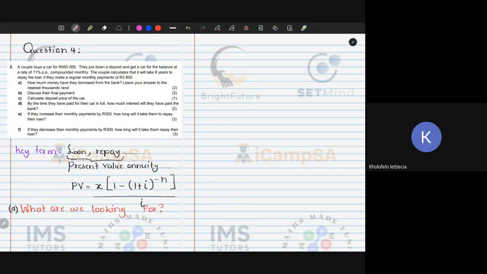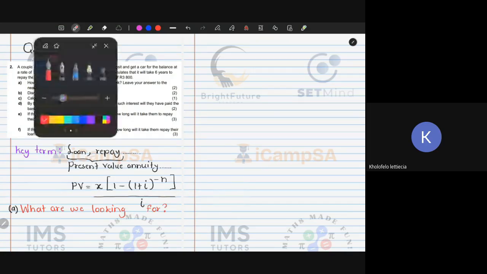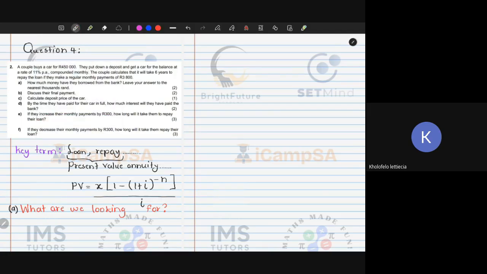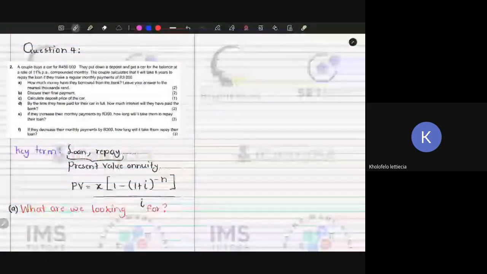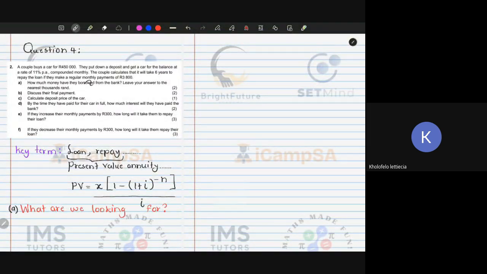So maybe let me give you an idea, guys, in the interest of time. If you put up a deposit, you will borrow less money from the bank, isn't it? So if you want to have a loan and you put up a deposit, you are offsetting whatever amount you are going to borrow by whatever amount that you are putting as a deposit. So when we look at the question of how much money they borrowed from the bank, we need to ask ourselves, how much do they owe?